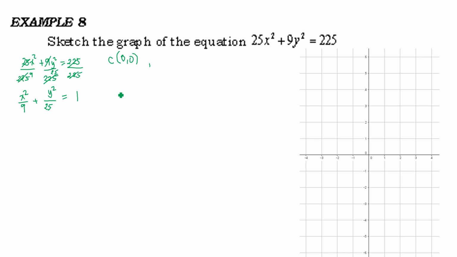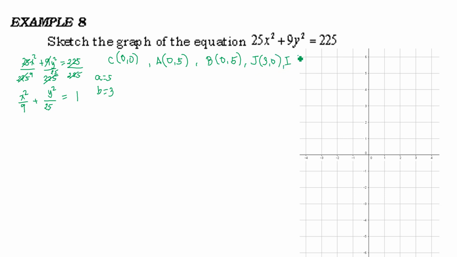Then we could have our A, okay, would be 0, 5. Bakit 0, 5? Because our a would be 5 and our b would be 3. And B equals 0, negative 5. Our J would be 3, 0. And our I would be negative 3, 0.